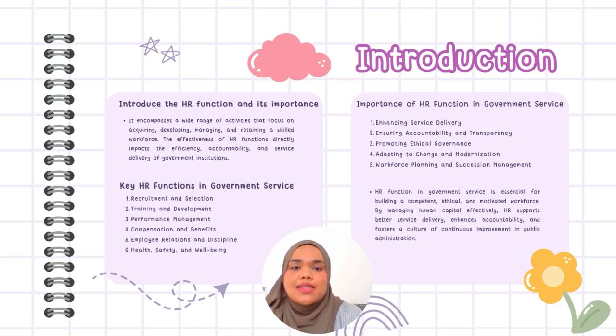So we're moving forward to key HR functions in government service. There are six key HR functions. As we can see, number one is recruitment and selection. Recruitment and selection is about ensuring the right candidates are hired for the right roles. For example, a public agency conducting fair and transparent exams to hire new civil servants.